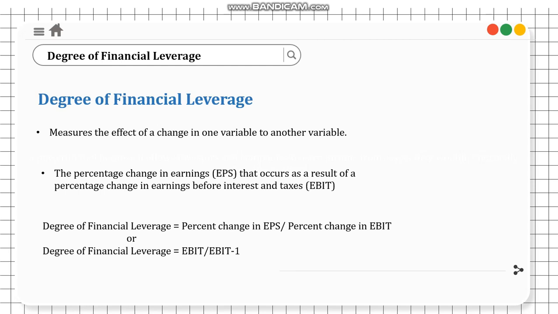So let us now move on to degree of financial leverage. Degree of financial leverage, or the DFL, measures the effect of a change in one variable on another variable. It is the percentage change in the EPS that occurs as a result of a percentage change in earnings before interest and taxes, or the EBIT. DFL can be very meaningful to investors and management by helping them understand how exposed the business net income is to changes in operating income, and it says a lot about the capital structure of the business. This ratio also indicates that the higher the degree of financial leverage, the more volatile earnings will be.